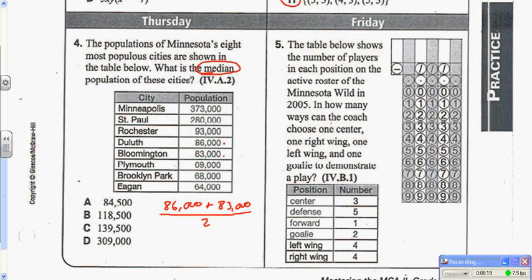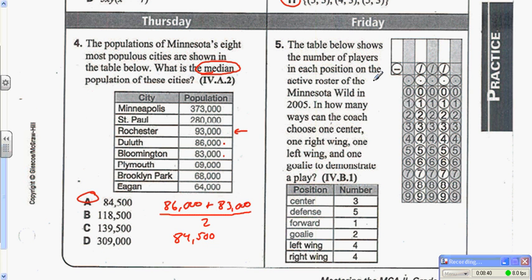And the average would be 84,500. So 84,500, A. Notice where Rochester is, and that is now above 100,000. So we've grown.